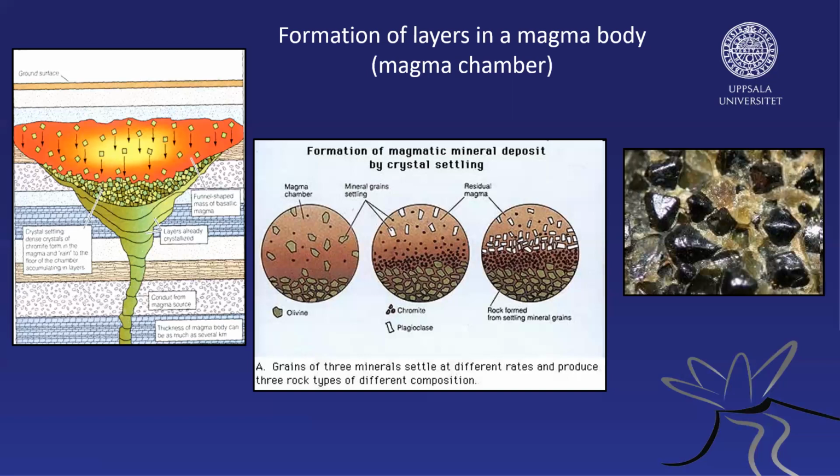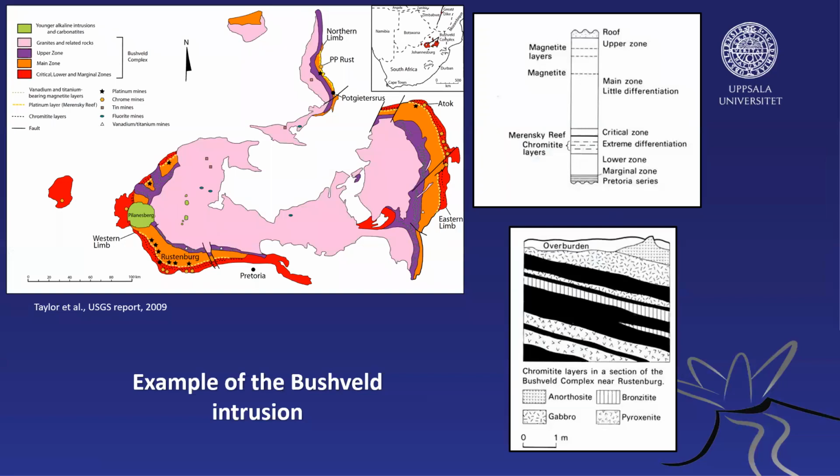Once. I have a question. On the previous slides, you had different chromite layers. Yeah, I know. So that's something that I don't get now.